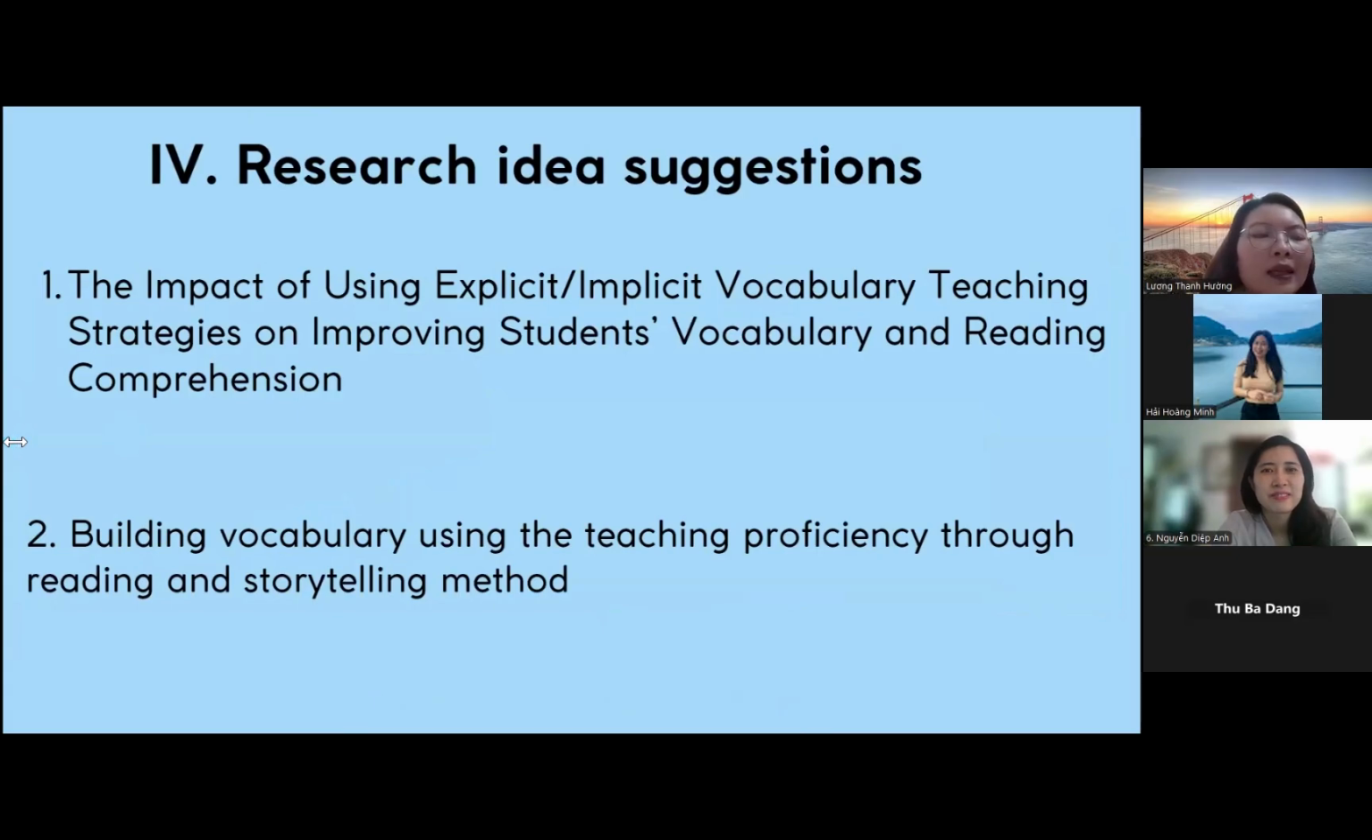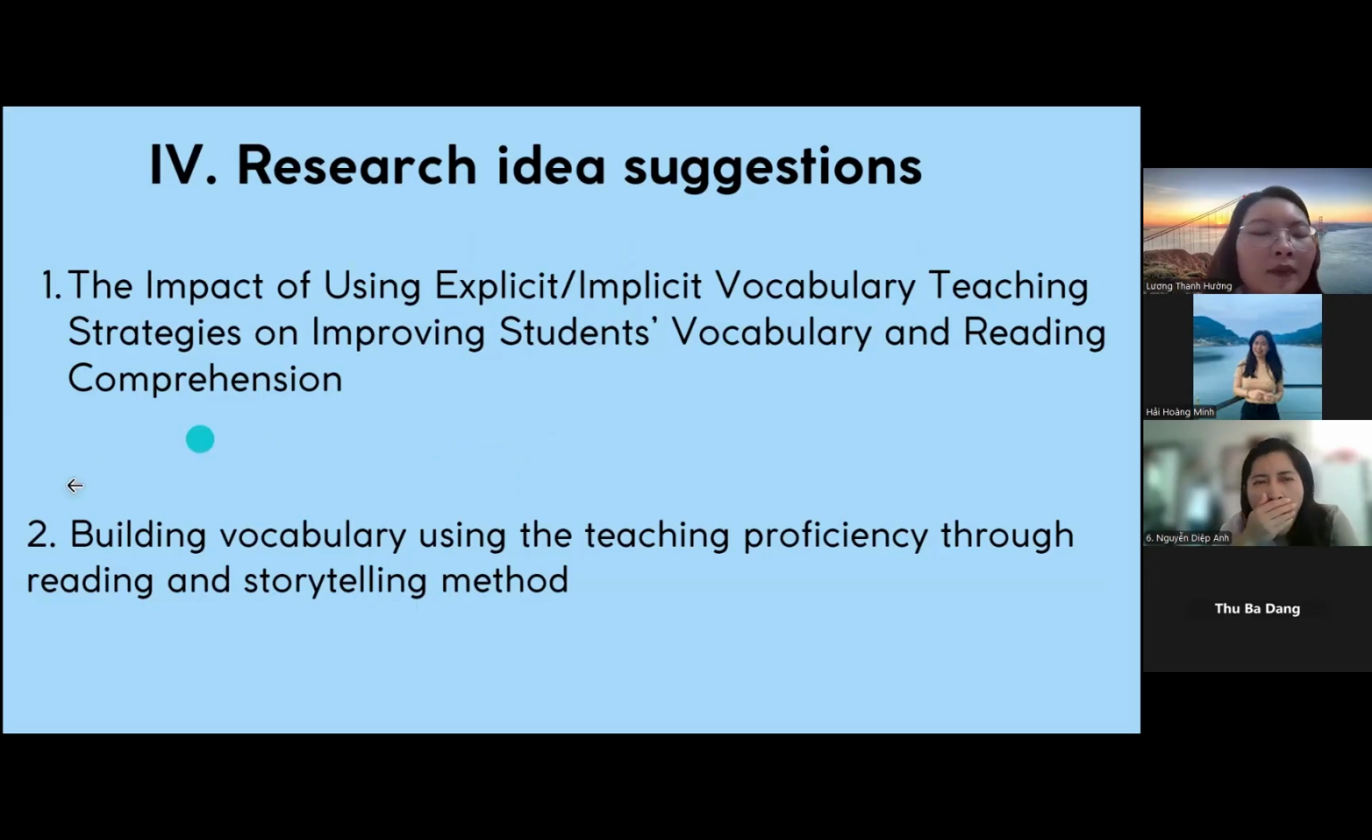So after applying some of the strategies in the real life teaching context, we also find some research idea suggestions for this topic. The first one is to investigate the impact of using explicit or implicit vocabulary teaching strategies on improving students' vocabulary and reading comprehension. By using the explicit vocabulary teaching strategies, the teachers can provide students with the direct definitions of the word, but in terms of implicit vocabulary teaching strategies, the teachers can help the students understand the meaning of the vocabulary through the real life context or through the phrases or words around the target vocabulary.